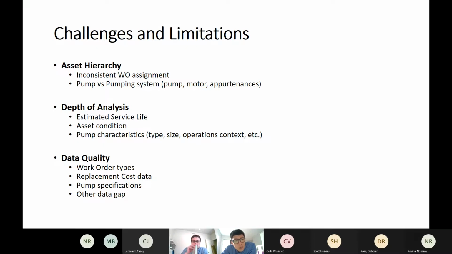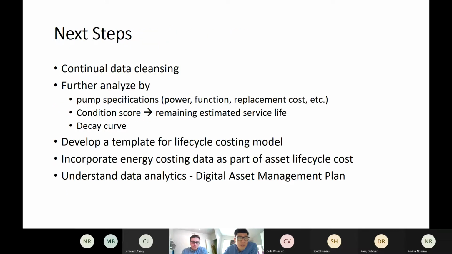And last but not least, the data quality. It's the work order type assignments. Deborah mentioned that corrective, or the reactive, was being used for PMs. Replacement cost data: I shared with you that 130 of those pumps out of 618 didn't have replacement cost data, so that's another gap. Pump specifications and other data gaps are some of the challenges and limitations of this analysis.